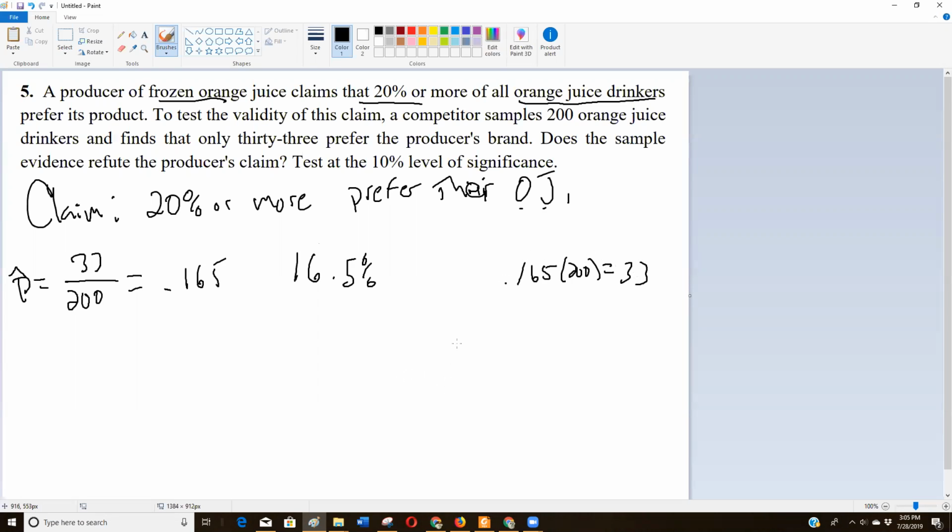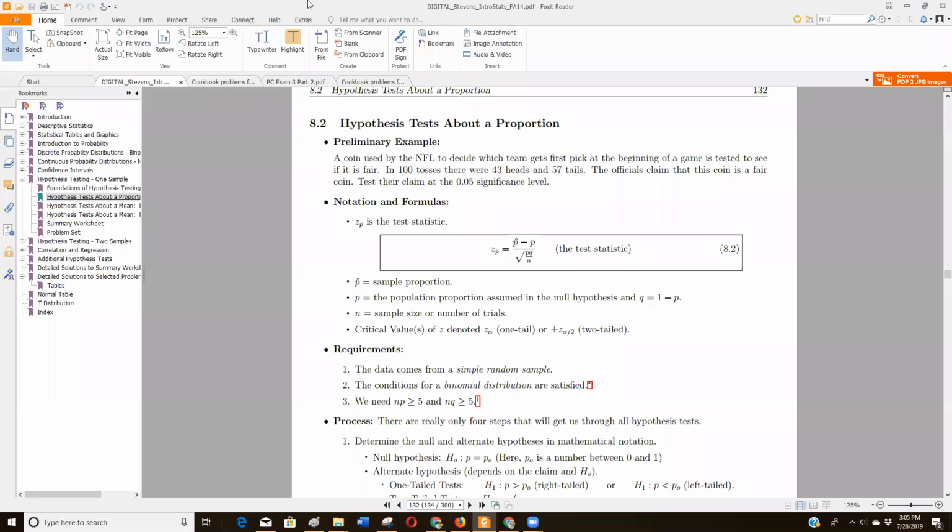Okay, now how do I know this is valid to use a one proportion z-test with this? Well, if you look in the book, I see this requirement: n times p has to be bigger than 5, and n times q, and q, remember, is 1 minus p, also has to be bigger than 5. And as long as that's true, and we get a binomial distribution, and we get a random sample, we're okay to use a one sample, one proportion z-test.